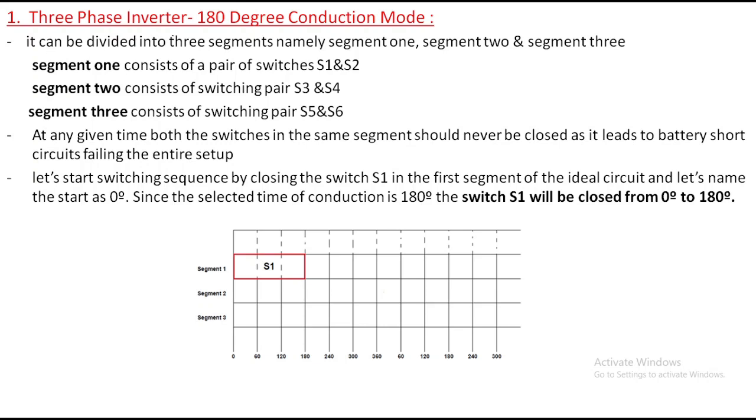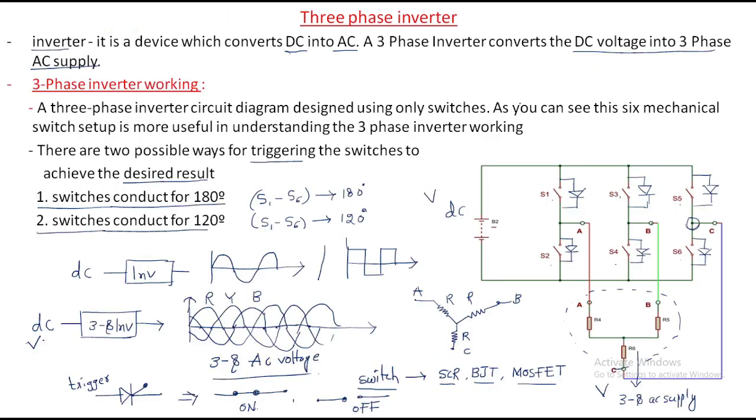Here it can be divided into 3 segments, namely segment 1, segment 2, segment 3. Generally, in order to understand any mode of operation, the inverter is divided into 3 segments. Look at here. This is the first segment, consisting of the S1, S2 switches. This is the second segment, consisting of the S3, S4 switches. The third segment consists of the S5, S6 switches.